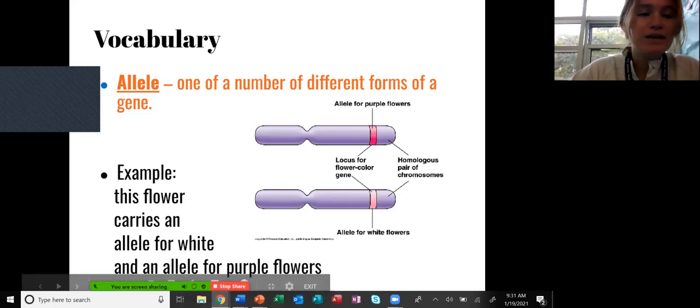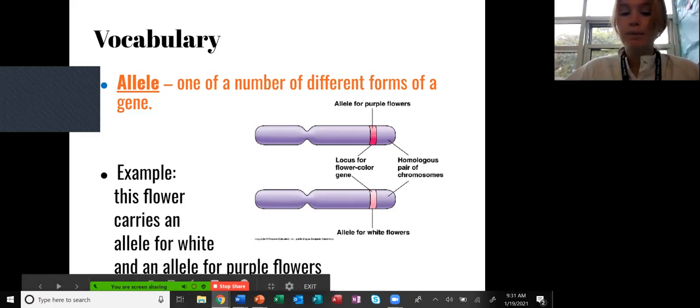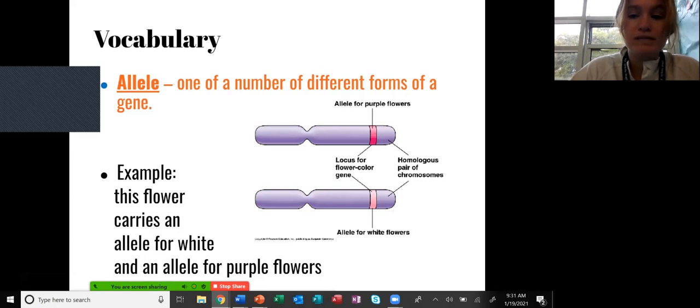Now with Mendel, he dealt more with plants. So for him, an example would be more like this flower carries an allele for white and an allele for purple flowers, as you see in the diagram here. Still the same chromosome, okay? They're a homologous pair of chromosomes, which means they are the same. They have all the same genes. Those genes carry different information, and the difference in the information we just call an allele. Okay.